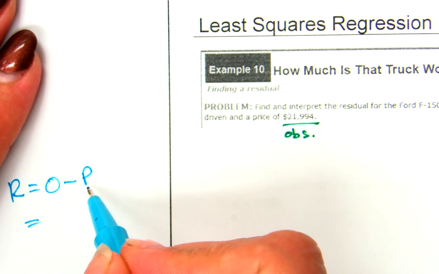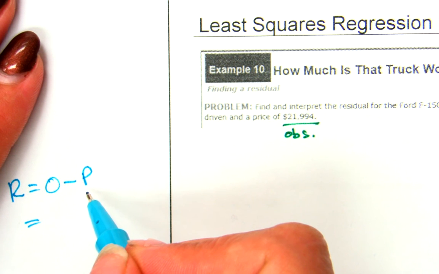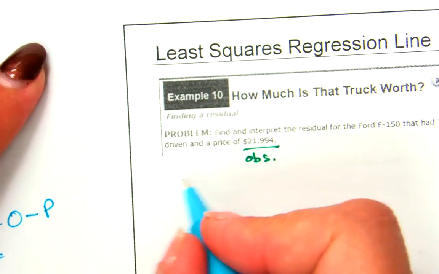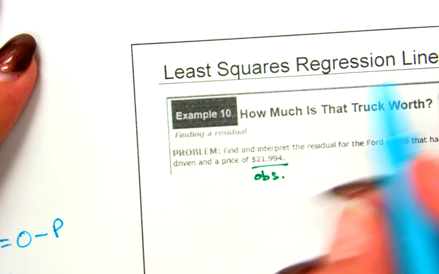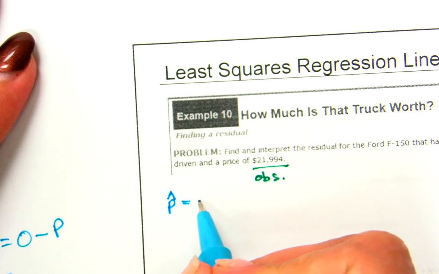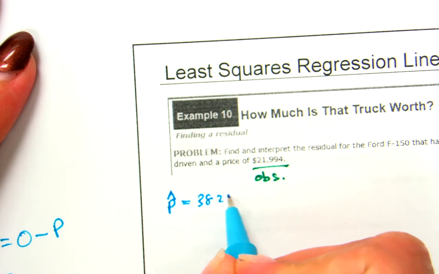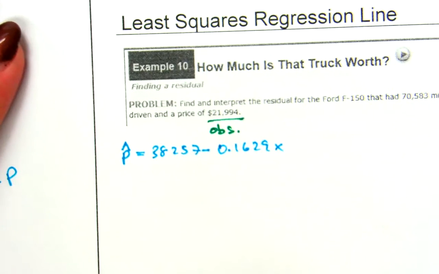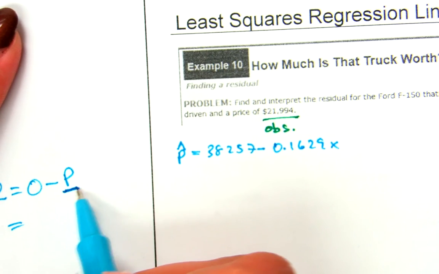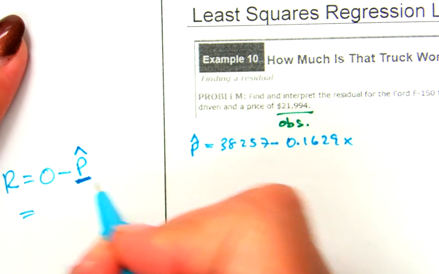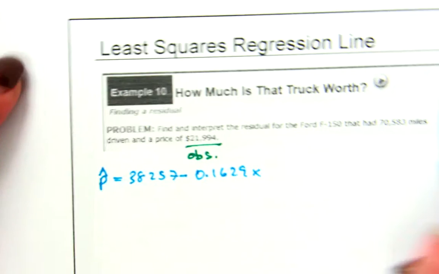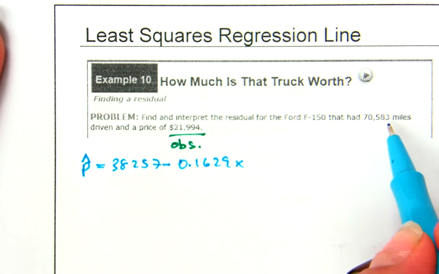So in order to get the predicted, we're going to have to use the same thing that we did in the previous video, our regression line. So step number one: what was that equation? The equation was p hat equals 38257 minus 0.1629 times x. That was the equation. So we want to get to the predicted value for our truck with 70,538 miles on it.